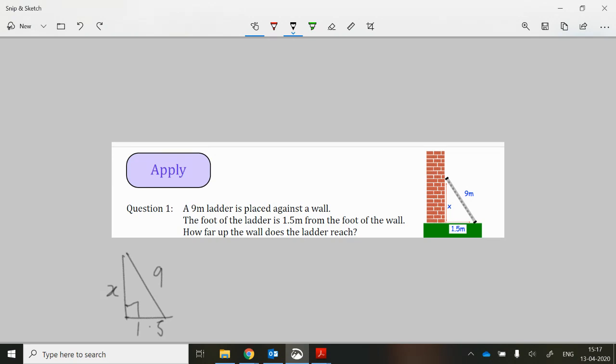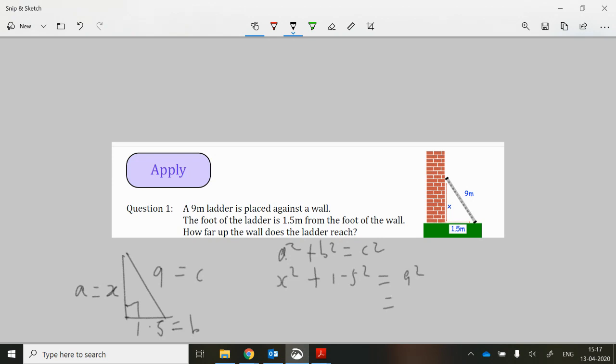We know our rule is a squared plus b squared equals c squared. Now I'm going to substitute things in. I'm going to call this one my a, this one my b, and this one my c. It doesn't matter which way round you put a and b, as long as they're the 2 shorter lengths, and c is the longer length, the hypotenuse. So we've got x squared plus 1.5 squared equals 9 squared.